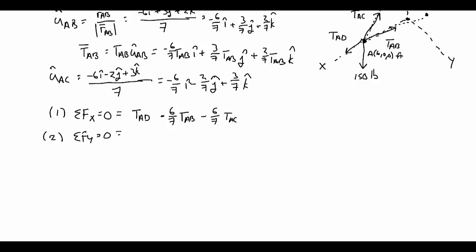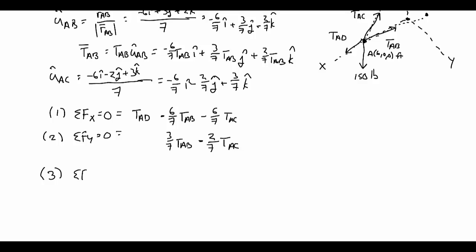So let's look in the y direction. AD only had an I component, so nothing to write there. I have 3/7 TAB minus 2/7 TAC. And the weight, again, is only in the z direction. So here, not much I can really do. I have 2 unknowns in this, and I have a total of 3 unknowns and 2 equations.